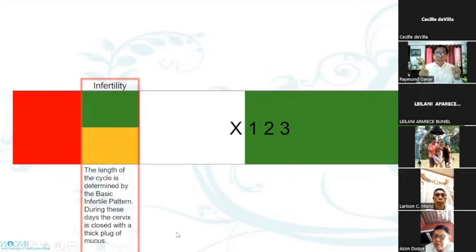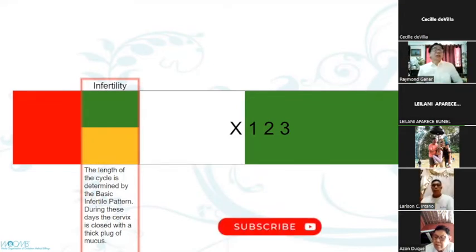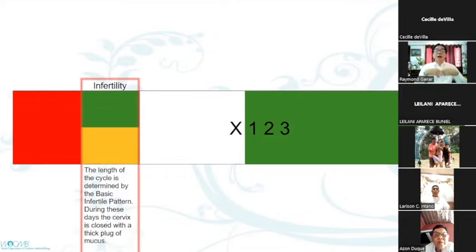The length of the cycle is determined by the BIP. Take note: the reason behind a woman having a short cycle, a long cycle, or an average cycle is not because of the changing pattern of fertility, not because of the luteal phase, and not because of the menstruation. The reason the cycle is average, short, or long is because of the basic infertile pattern. Let me read: the length of the cycle is determined by the basic infertile pattern.